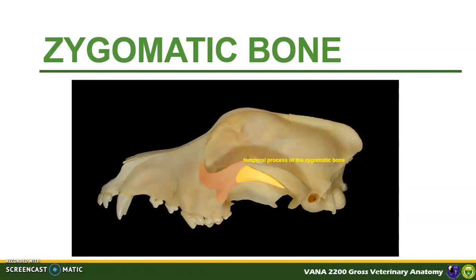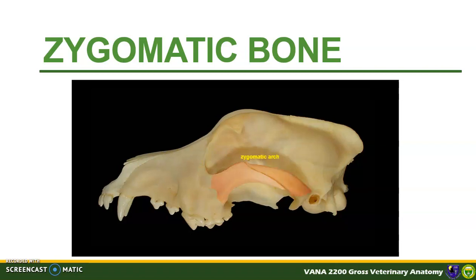Together with the zygomatic process of the temporal bone previously discussed, they form the zygomatic arc. The combined width of the zygomatic arches on a given skull indicates the biting strength of a dog, as the masticatory muscles lie within the arches.